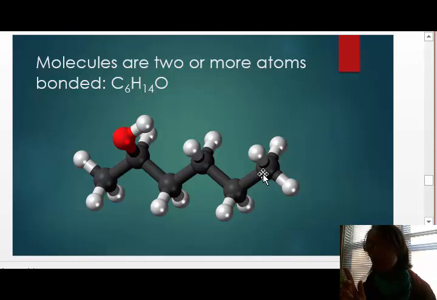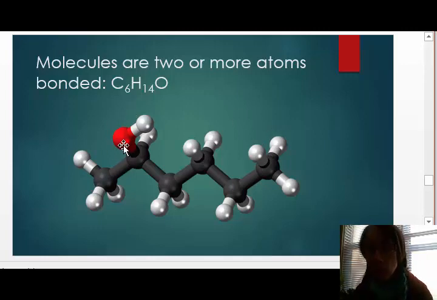This model shows atoms as spheres and the bonds as sticks between the atoms. Chemists often color code models of molecules with carbon as always black, hydrogen as white, and oxygen red. In this molecule, there are 6 carbon atoms, 14 hydrogen atoms, and 1 oxygen atom.